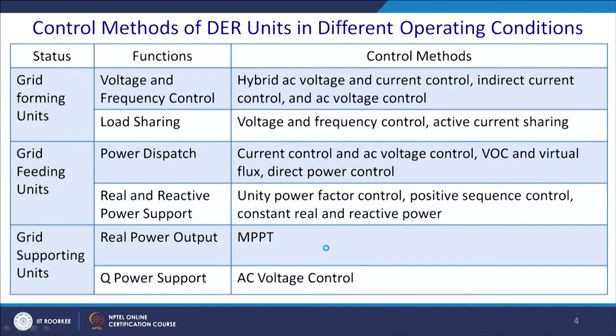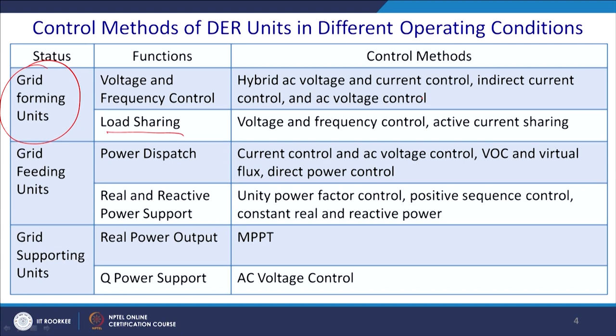So, let us see the overall functioning of the microgrid with the grid interaction. These are the grid forming unit functions: voltage and frequency control and sometimes load sharing, hybrid AC voltage and current control, indirect current control and AC voltage control. These are the different kinds of control we may use.